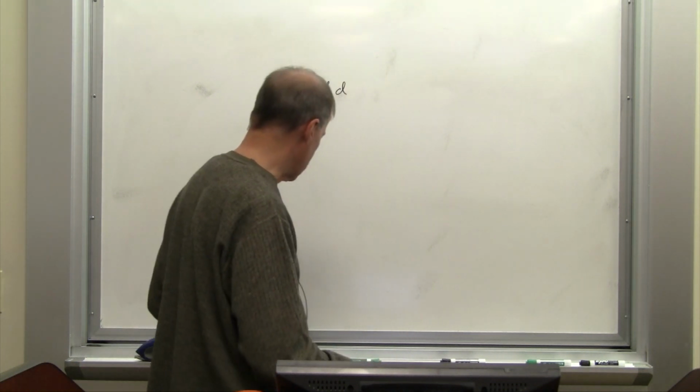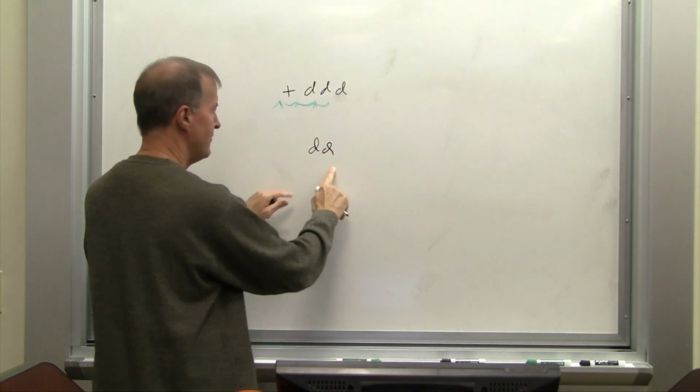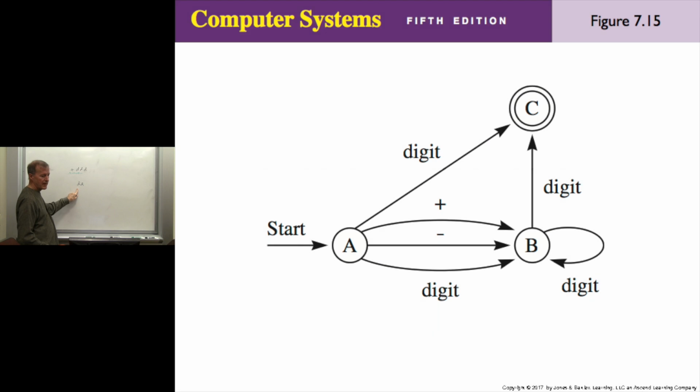Now, how about DD? Is DD valid? Yes. And how could you do DD? A to B on a digit, and then B to C on the second digit. So you can see that the plus and the minus are optional. Everybody see that? That's the language of a signed integer.